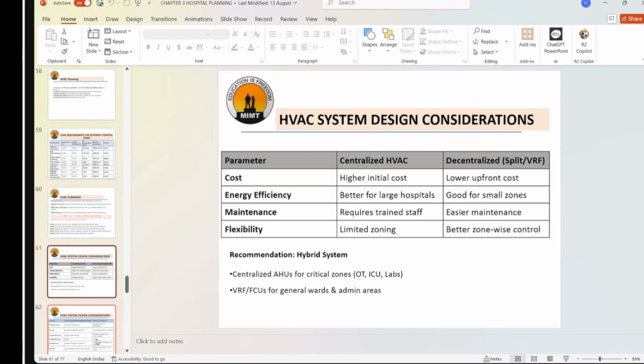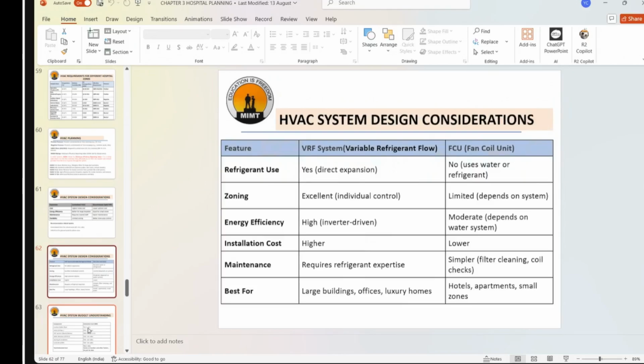So what may be the recommendation for any kind of hospital? That is ideally a hybrid system is good for that. Normally we use centralized AHUs, air handling units, for the critical zones, OT and ICU and the labs. और बाकी area के लिए, for general wards and admin areas, we can utilize these VRFs and the FCU, fan coil unit kind of thing, जो एक लिमिटेड एरिया में काम करते हैं विथ बेटर कंट्रोल विथ लेस मेंटेनेंस. So that is one thing.